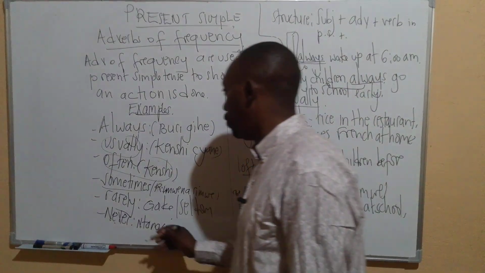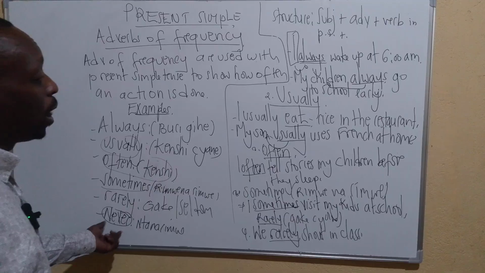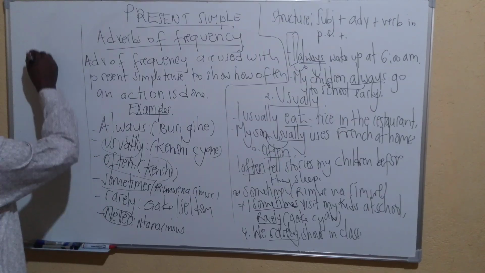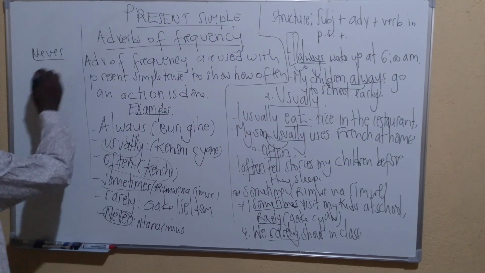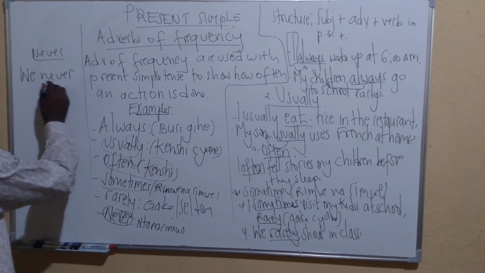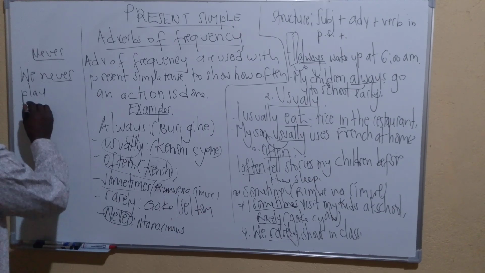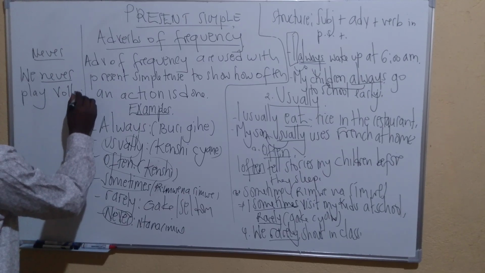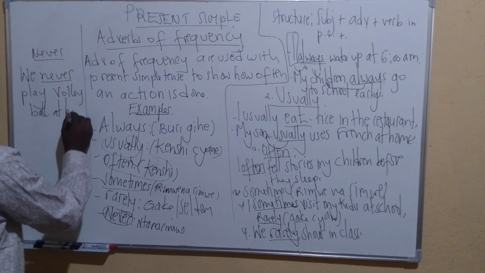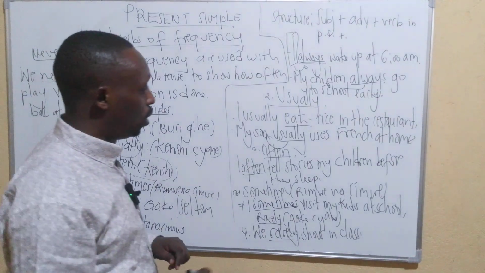Now the last adverb of frequency is this one, never. This never tuyikoresha ku gikorwa ku kintu kitaba, ntigishobora kuba. For example, you can use this never, you can say, we never play volleyball at home. Nta na rimwe tujya dukina umukino w'amaboko mu rugo.